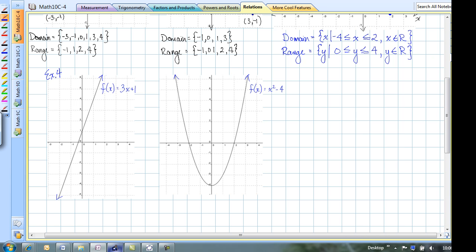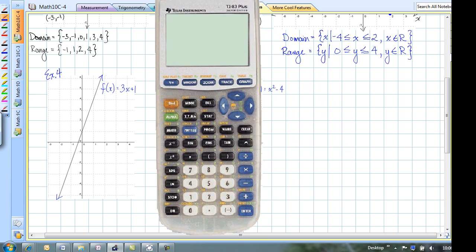If we were to graph that on our graphing calculator, we can do that by turning it on, going to y equals, and putting in 3x plus 1, and then hitting graph, and it graphs it through. And obviously on our calculator we're not seeing arrows right here, but we know that if we expand the window, it will be continuous all the way through.